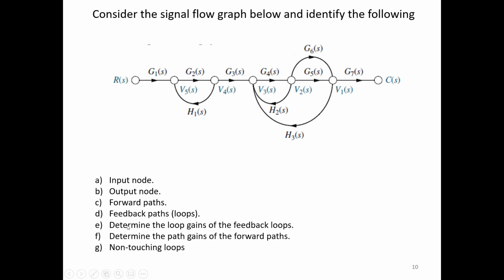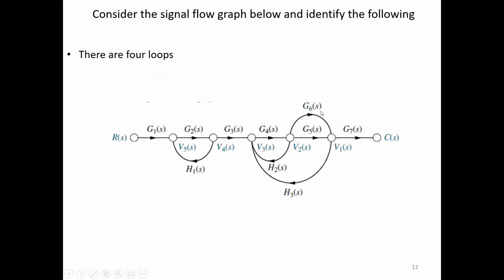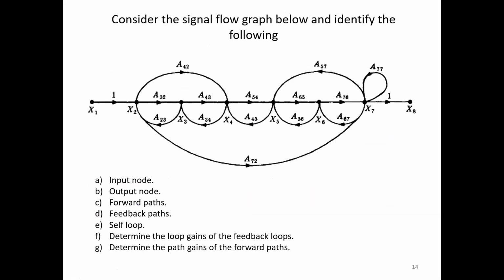We have done it. Number of loops, we have done it. We have determined the loop gains, we have determined the path gain, and we have identified non-touching loops also. So all the parameters for this graph we have completed. So we are going to the next graph. Okay, next graph we are going now. What we have to do here is repeat the same procedure.